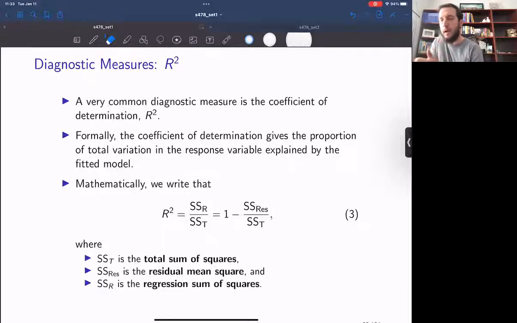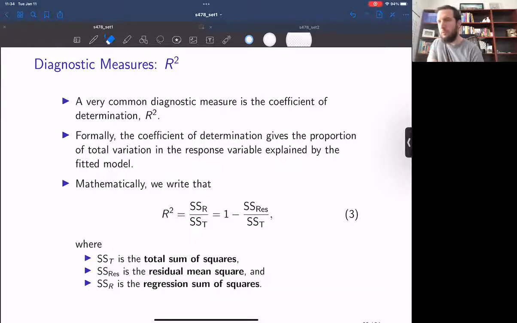I'm going to come back to the point that I made a few moments ago about actual criteria for assessing if a point is high leverage, influential, or an outlier. In most cases, we're going to just look at diagnostics for each of these different quantities and then look at a criteria to determine if this is true. Okay, now just before we get there, we're going to very quickly review some more common diagnostic measures.